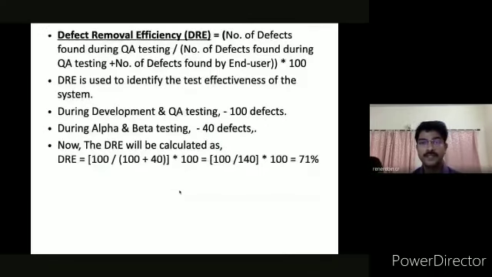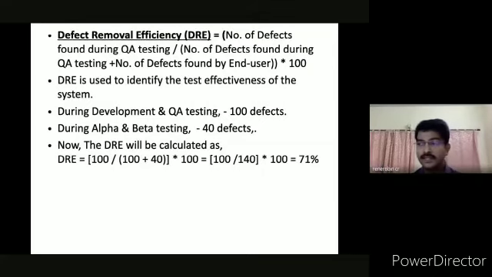Defect removal efficiency: the number of defects found during quality assurance testing divided by the number of defects found during quality assurance testing plus the number of defects found by the end user. Okay, end user, it is during the alpha beta testing. Times 100. Defect removal efficiency is used to identify the test effectiveness of the system. So during development and quality testing, 100 defects are identified. During alpha and beta testing, 40 defects are identified. So we can put this value, and you'll be getting 75% as the defect removal efficiency.